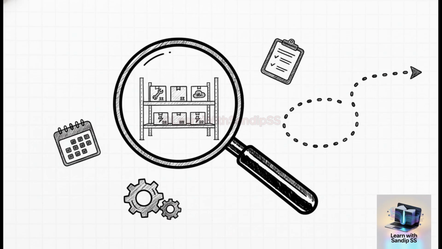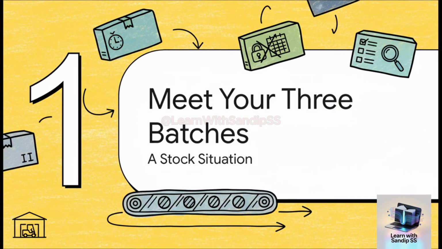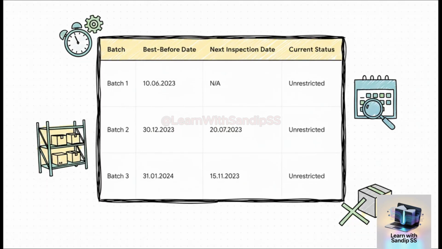This is going to show you exactly how the system thinks and the kind of actions it takes all on its own. Okay, let's set the stage here. We've got 3 different batches of the exact same material, and they're all just sitting there in our warehouse. They all arrived at different times, and as you're about to see, that detail makes all the difference in the world. So take a good look at this table, and really pay attention to the dates.